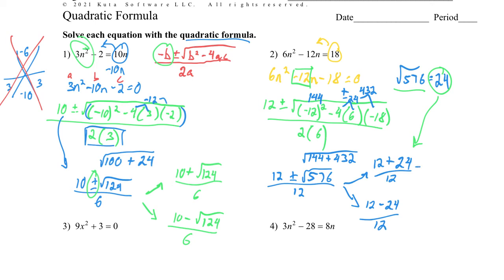Okay, and then we just simplify each of these, and then we have our two answers. So 12 plus 24 is going to be 36, divided by 12 is going to be 3. So there's one of our solutions. 12 minus 24 is negative 12, divided by 12 is going to be negative 1. So there are the two solutions for this one.